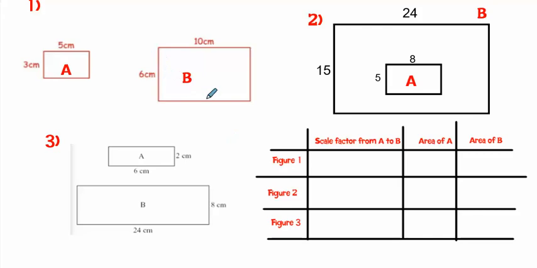So I'm going to do the first one with you. We're on figure 1 here, so we're going from figure A to figure B. The first thing I want to know is, what is my scale factor? Well, going from 5 to 10 and from 3 to 6, that means I have a scale factor of 2. And if I look at my area, length times width for A, that's 15 square centimeters. And for B, 6 times 10, that is 60 square centimeters.